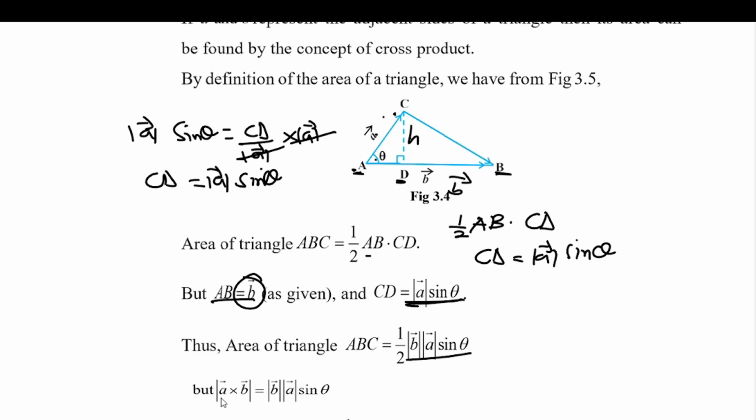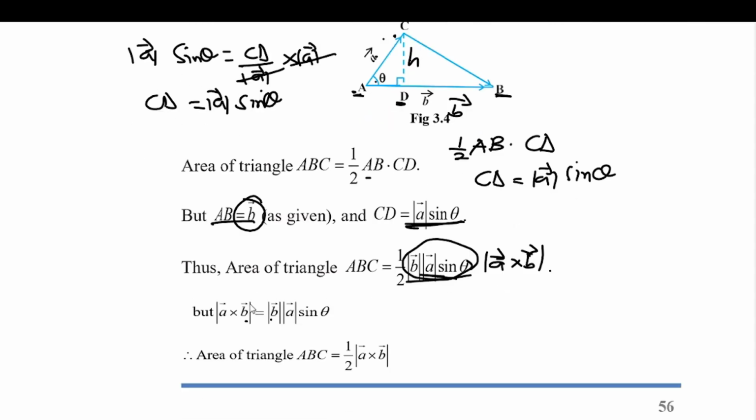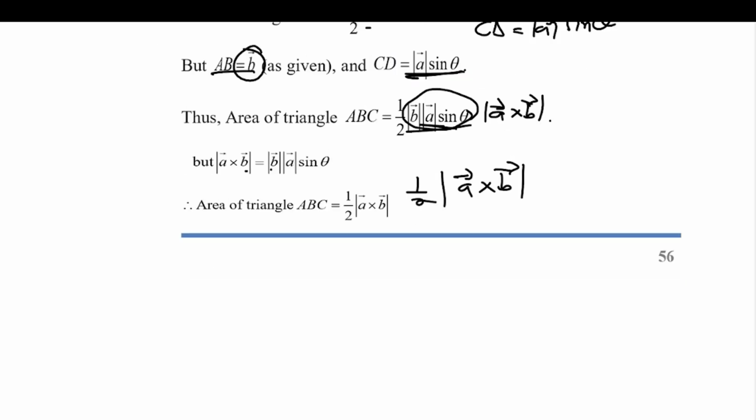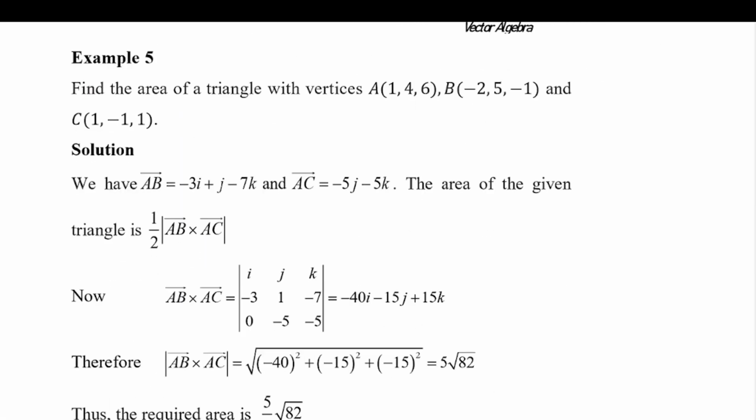Moreover, the magnitude of the cross product of A and B is equal to magnitude of B times magnitude of A sine theta. For that matter, the whole of this side here is equal to magnitude of A cross B. And so magnitude of A cross B, we will use that one to replace this side. And clearly we can see that the area of triangle ABC is equal to half times the magnitude of A cross B. Okay, now let's look at an example.